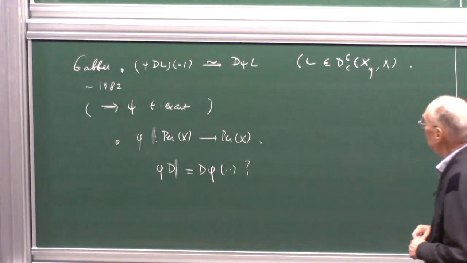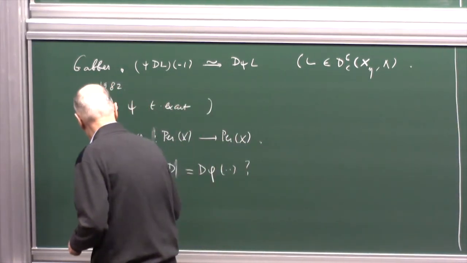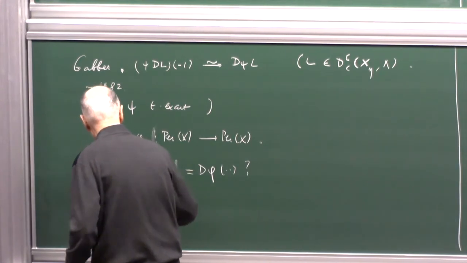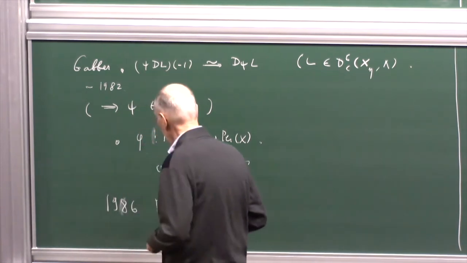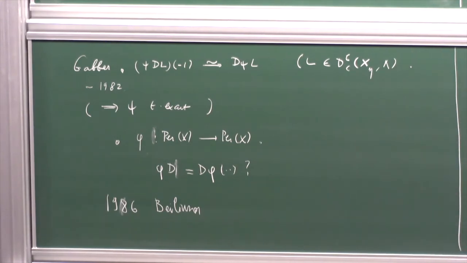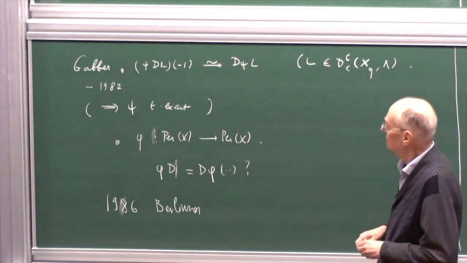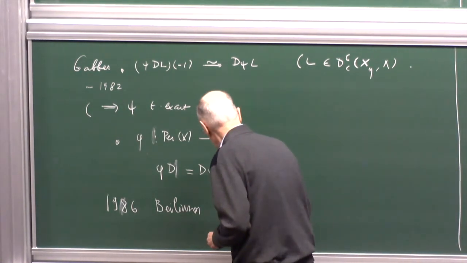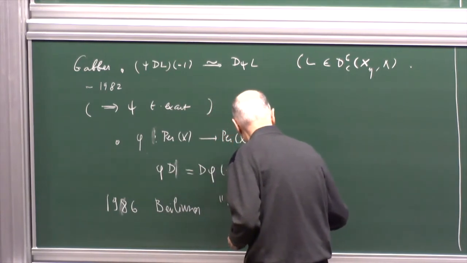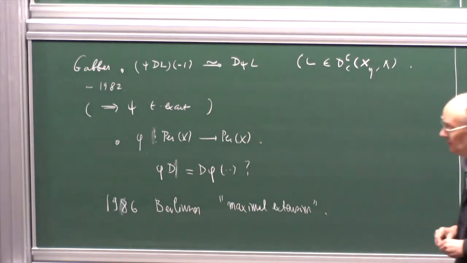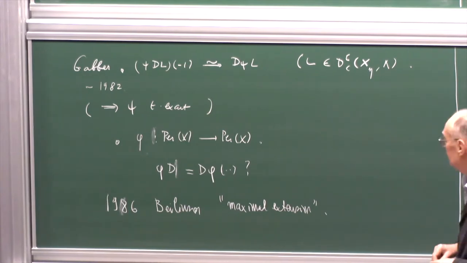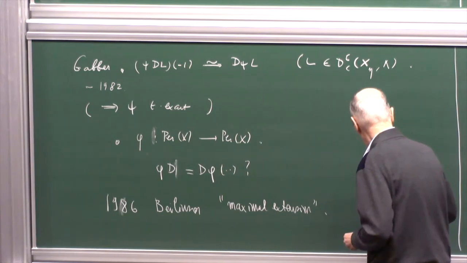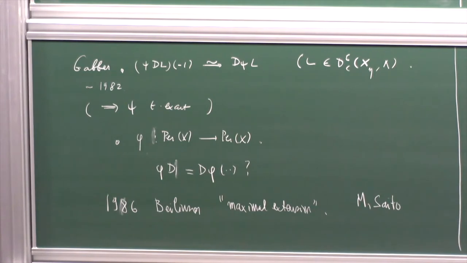In 1986, yes, 1986, Beilinson sketched a proof of this, or at least a method which in principle could give a proof, using what he called his maximal extension functor. Details were never written up. A few years later, Morihiko Saito transposed Beilinson's method in the context of topological spaces and duality, and also for regular holonomic D-modules with certain smoothness assumptions.